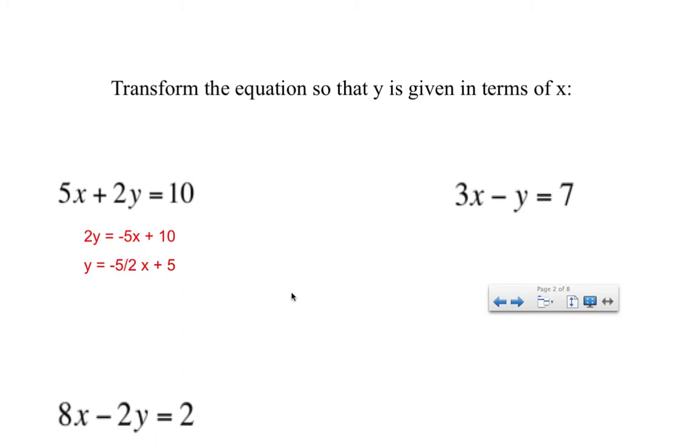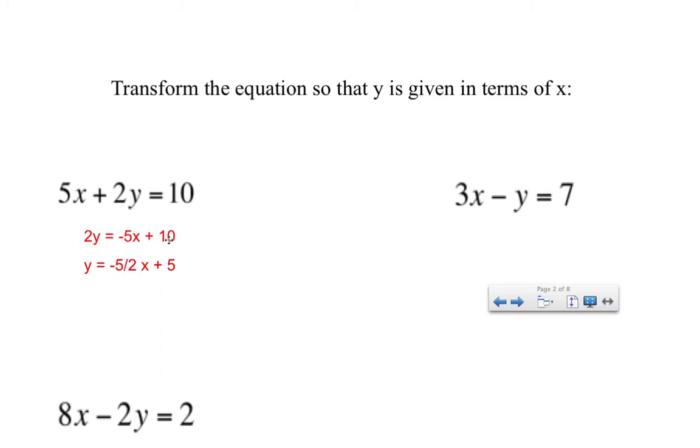So the first thing I have is transform the equation so that y is given in terms of x. And this is actually using a skill we did in the chapter 3 and 4 unit, solving literal equations. So you can see we're making a connection and bringing back material we learned before. So what that means is you're given the equation I have here, and transform the equation so that y is given in terms of x means get the y by itself, using that same idea we did from the chapter 3 and 4. So I did an example here in red.